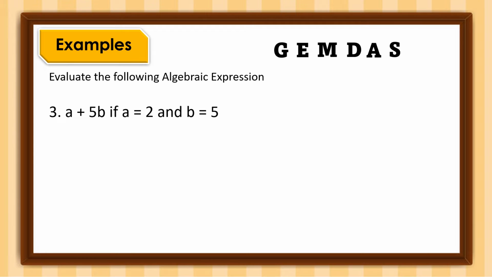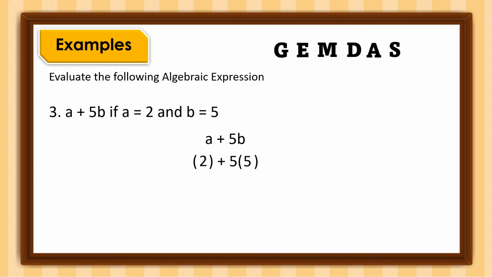How about here? a plus 5b if a is equal to 2 and b is equal to 5. So our working expression here is a plus 5b. The first thing that we need to do is substitute the value of a and the value of b. So a is equal to 2 and b is equal to 5. There you go. And then using the GEMDAS rule, we cannot simplify what is inside the grouping symbol. So 2 and 5, that is still retained.